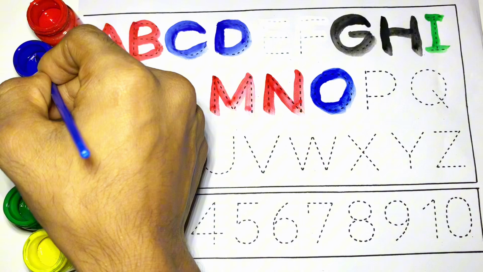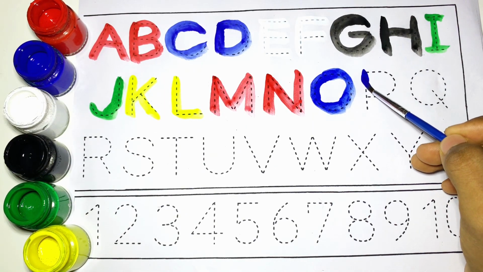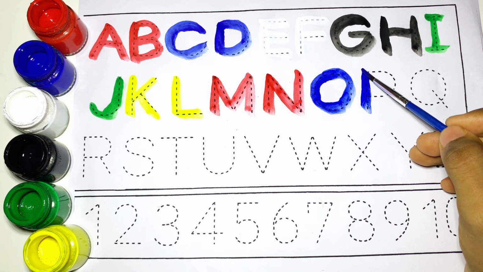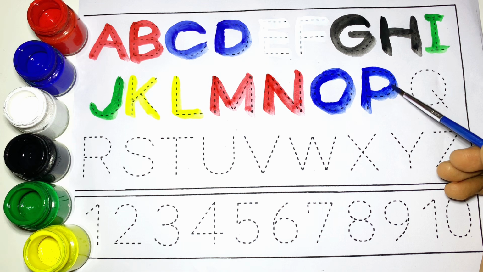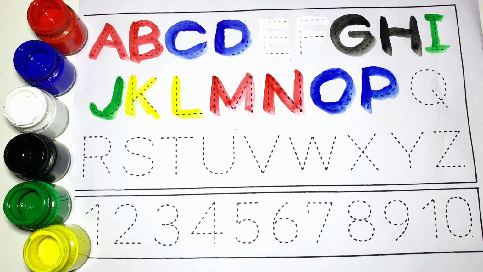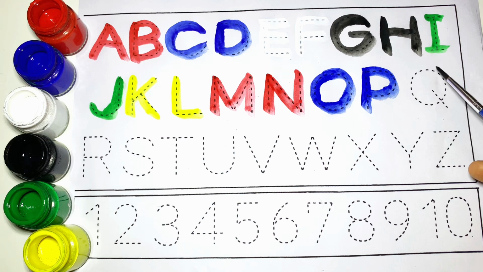Kids, again use blue color and draw P. P for parrot, P for penguin. The alphabets of P. Kids, write Q. Q for queen. The alphabets of Q. And use black color.